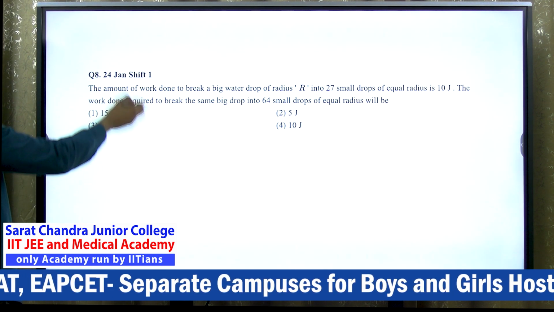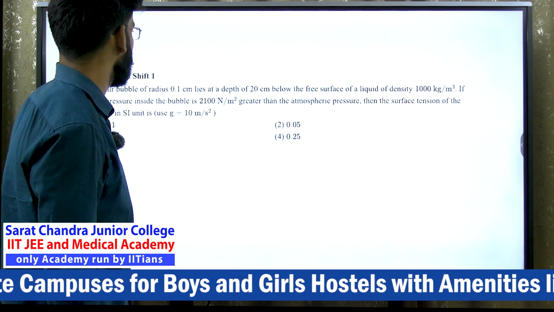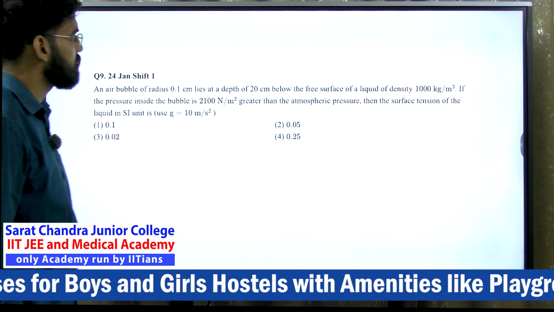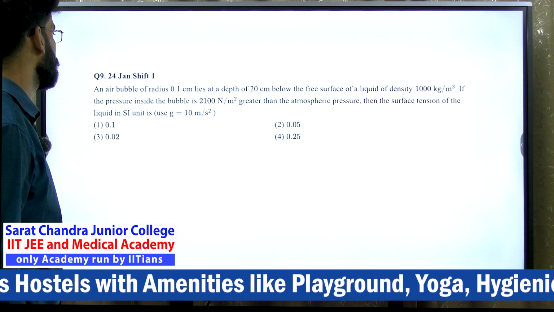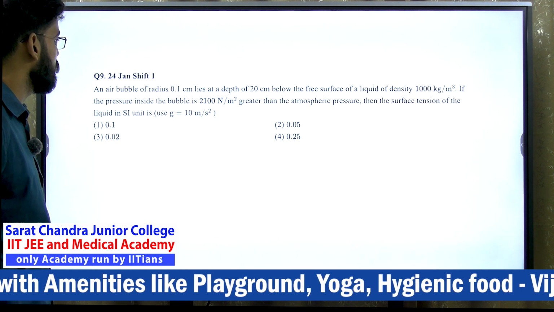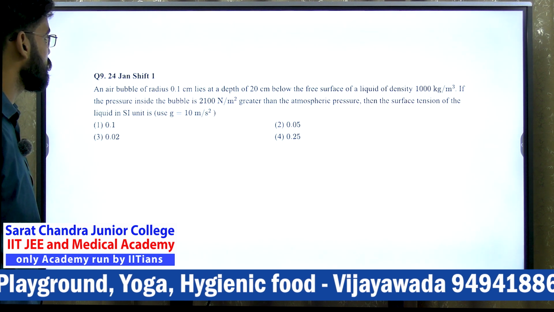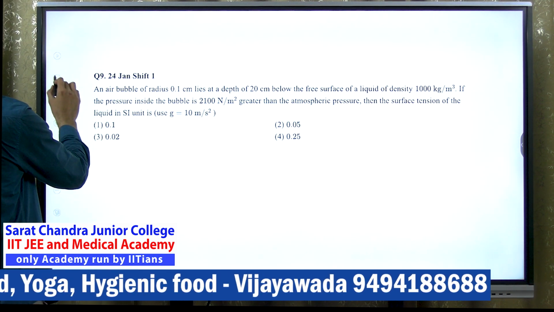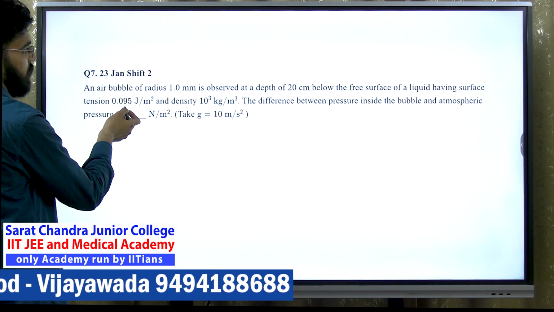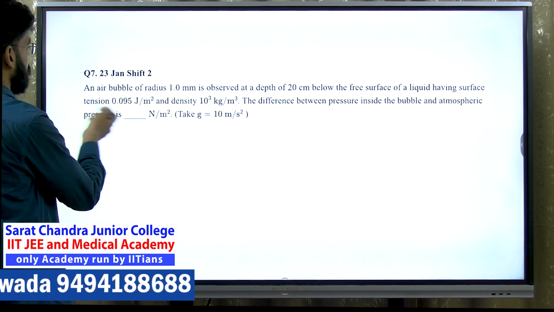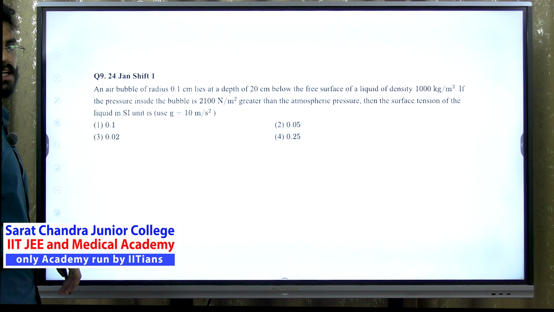Okay. Next. Question number 9. The air bubble of radius 0.1 centimeter lies at a depth of 20 centimeter below the free surface of the liquid, density 10 to the power 3. If the pressure inside the bubble is 2100 Newton per meter square greater than the atmospheric pressure, then find the surface tension of the liquid. So this is same as this question. Okay, same as this question. He gave the surface tension value and asked the pressure. And here, what he did? Here he gave the pressure value and he asked the surface tension.